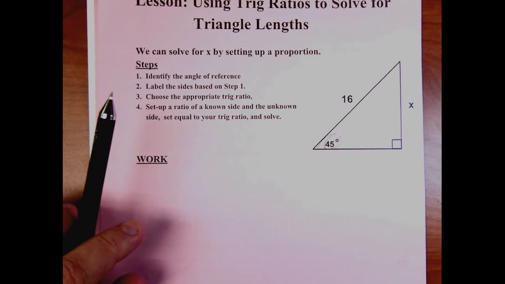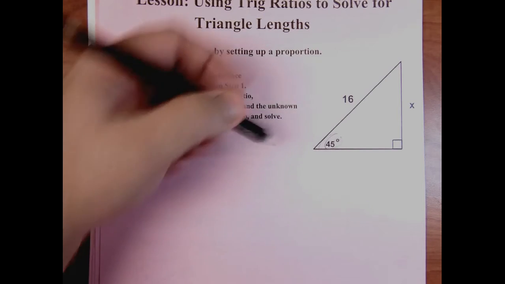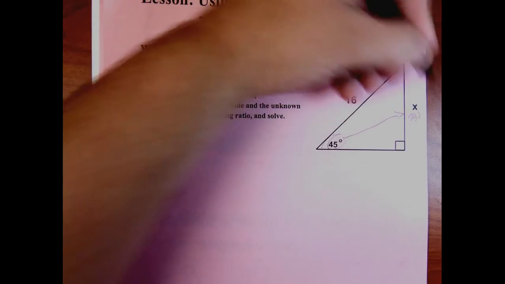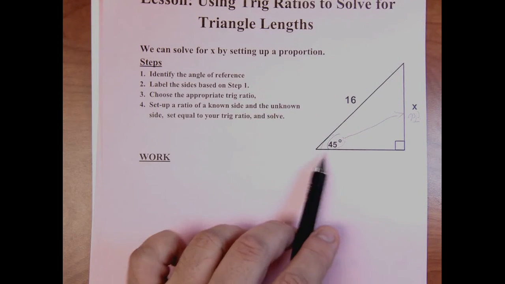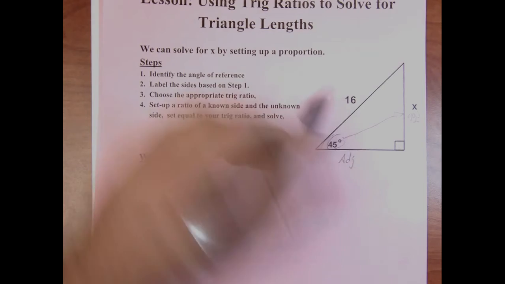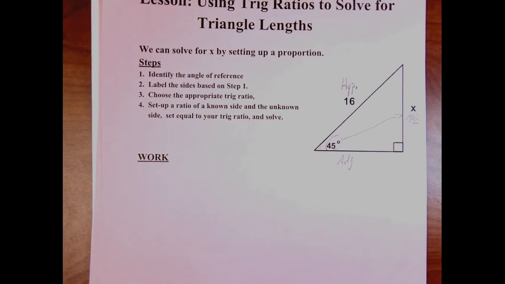The next thing we need to do is label the sides based on the angle we've chosen. So this is my angle. I can now say that the side opposite it will be this side. Abbreviate that with an OPP. This side here touches that angle. It is the adjacent side. And this side is across from the 90, so this side is always called the hypotenuse. So now we've got all three sides labeled.